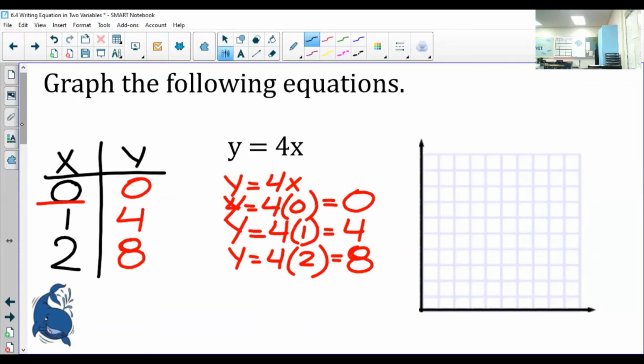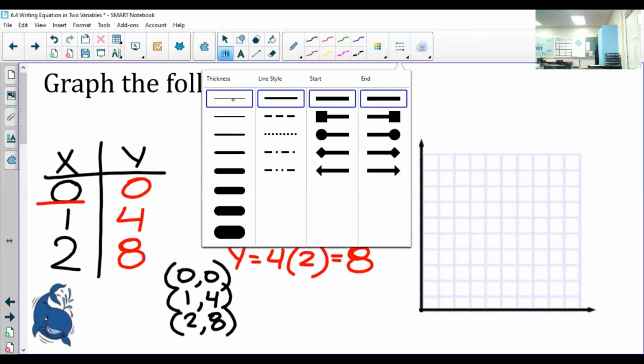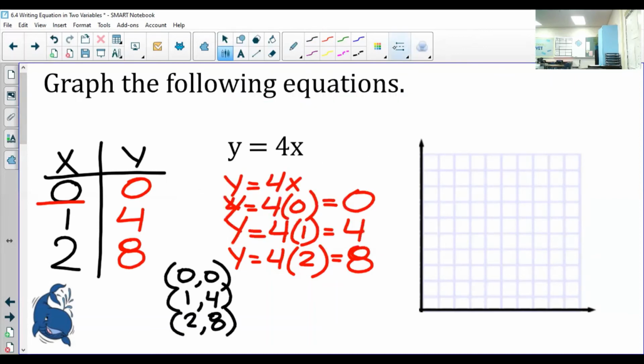Okay, now these 3 are all just ordered pairs. So we are going to write them as an ordered pair. And guess what? We can graph these lines now. This is very easy, right? We have 3 ordered pairs.